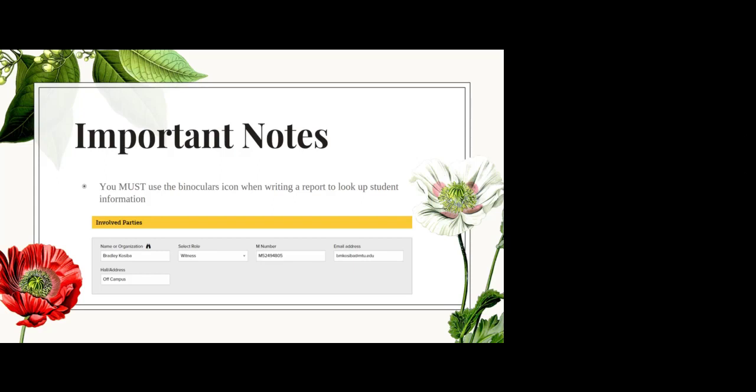The reason you must always use the binocular icon is that if you just try to enter this in by hand, it will not register when it's going to create the report after this, and it'll show up as blank and show up as no one was involved in the situation other than your narrative. So you must use the binocular icon. Again, you must use the binocular icon. I cannot stress that enough, so I'll keep saying it.